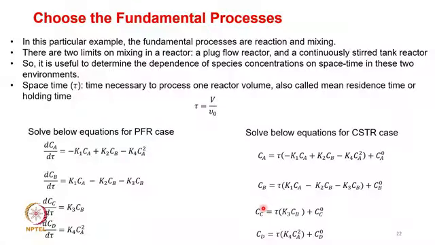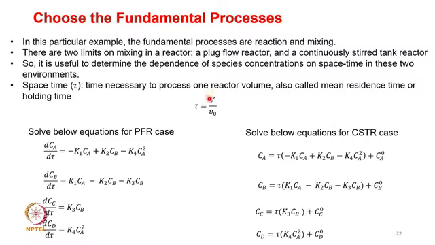Before we move ahead, we have to choose the fundamental process. Let us start from the basics. In this particular example, the fundamental processes are nothing but reaction and mixing. There are two limits in mixing. One is of course a plug flow reactor, the other one is the continuously stirred tank reactor. The plug flow reactor is not mixed at all, while the CSTR is extremely well mixed. So these are the two extreme cases. Fine. So it is useful to determine the dependence of species concentration on space time of these two environments. Let us have this particular term called tau, which is the space time.